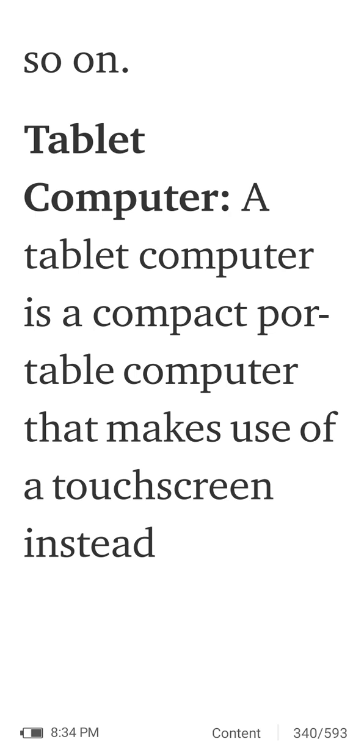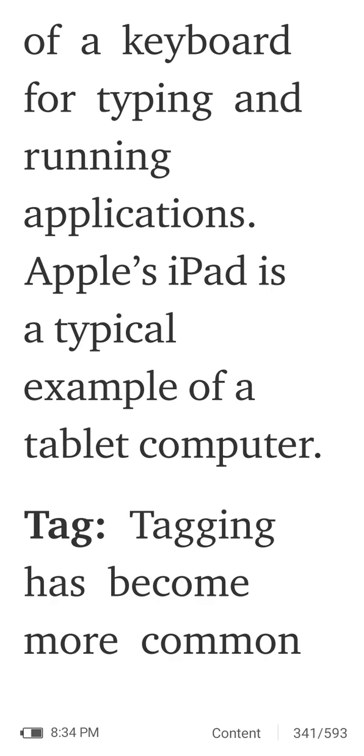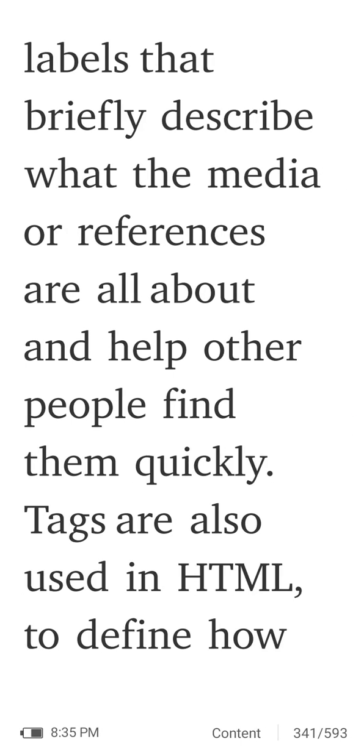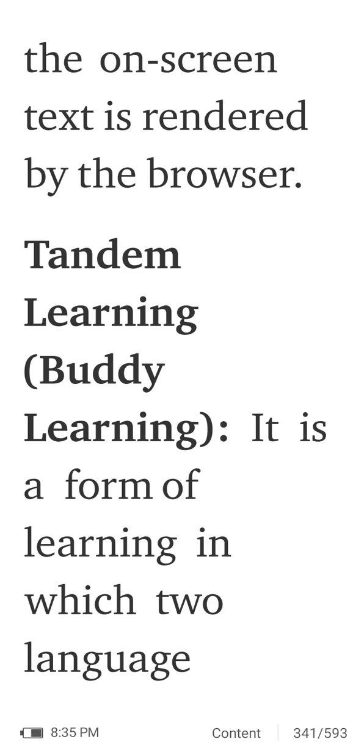And tablet computer. A tablet computer is a compact portable computer that makes use of a touch screen instead of a keyboard for typing and running applications. Apple's iPad is a typical example of a tablet computer. Tagging has become more common in recent years as a result of widespread use of social media for sharing images, audio recordings, video recordings, website references, and so on. Tags are labels that briefly describe what the media or references are all about and help other people find them quickly. Tags are also used in HTML to define how the on-screen text is rendered by the browser.